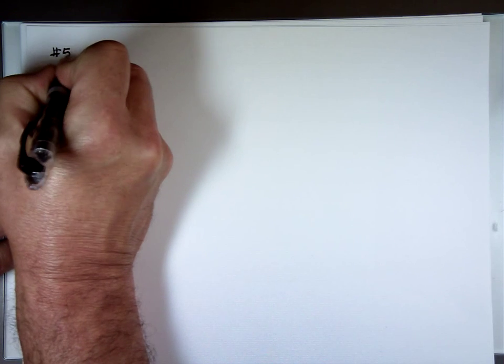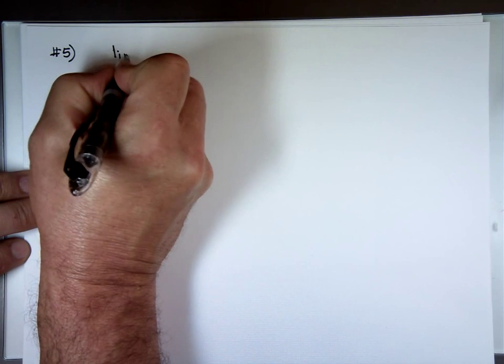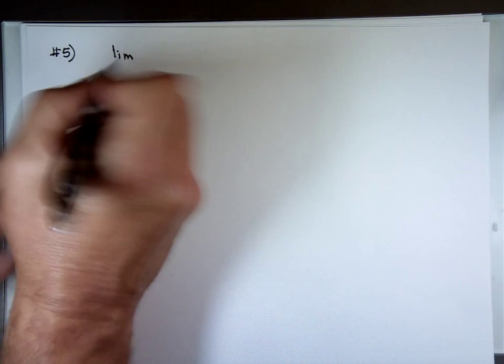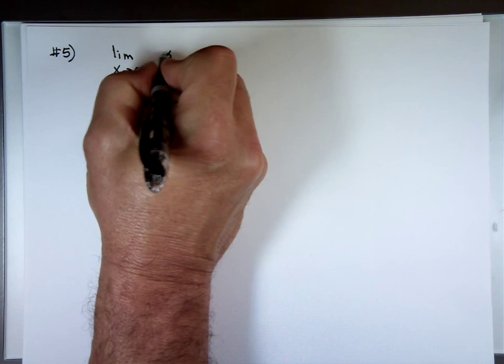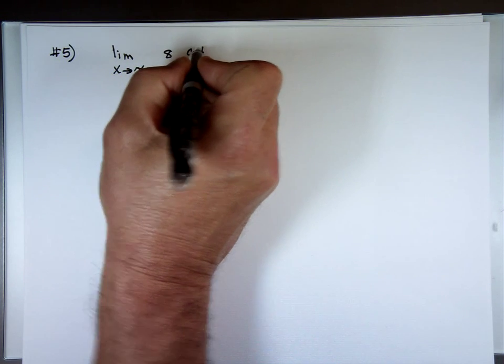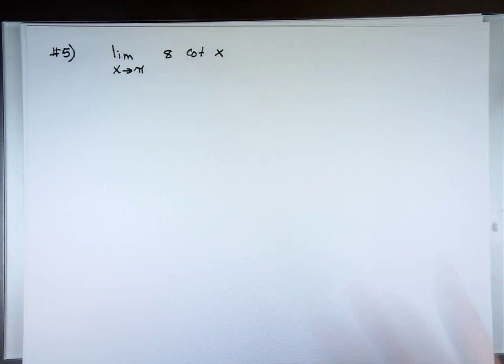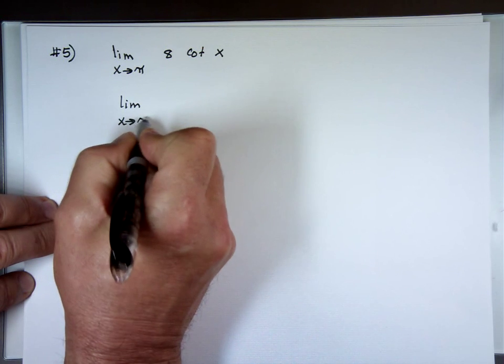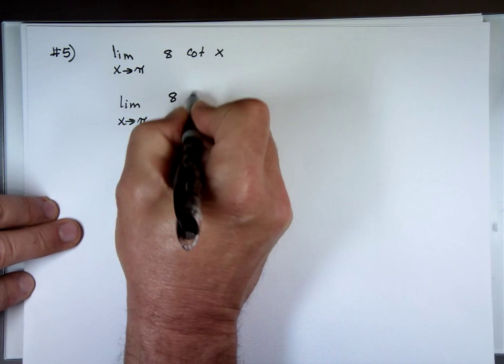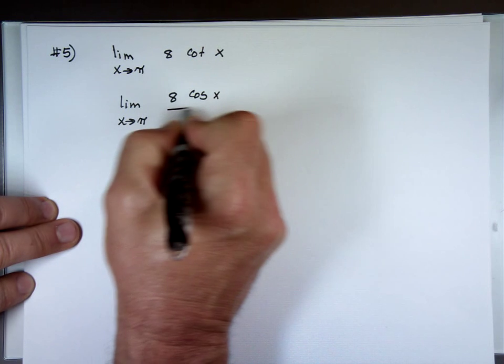Number 5, find the limit as x approaches pi of 8 cotangent x. And again, a lot of us are not familiar with cotangent, secant, and cosecant, so we'll change that to sine and cosine. Cotangent is cosine of x over sine of x.